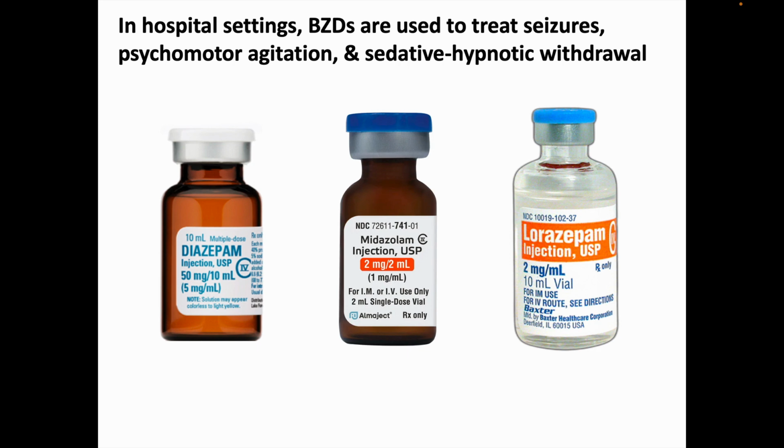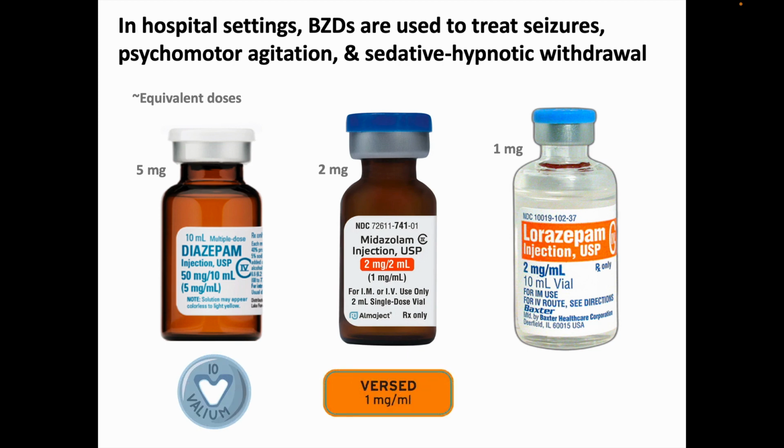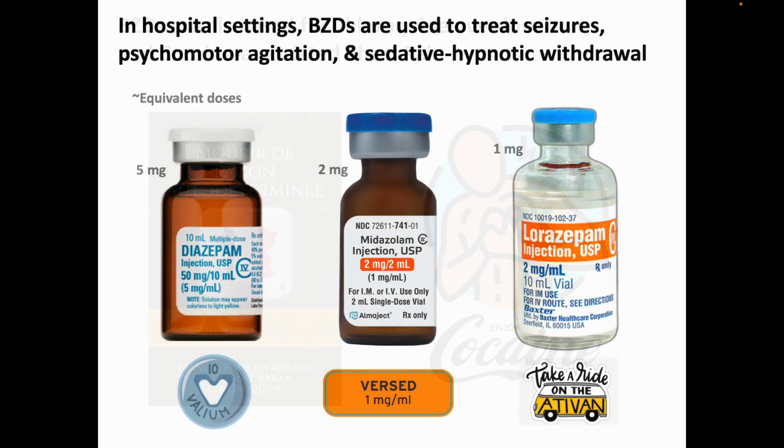On this slide, I've shown the big 3 benzos you're likely to see used: diazepam, midazolam, and lorazepam. And here's a better idea of their relative potencies, where you'd get roughly equivalent effects from 5 mg diazepam, 2 mg midazolam, and 1 mg lorazepam. In clinical settings, these drugs are often called by their common trade names of Valium for diazepam, Versed instead of midazolam, and Ativan instead of lorazepam.